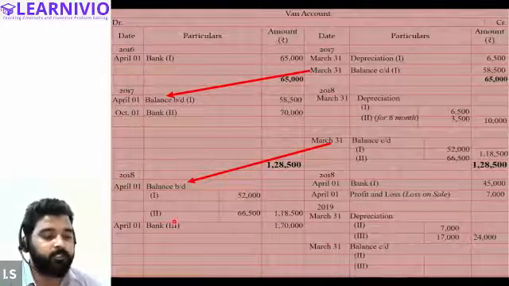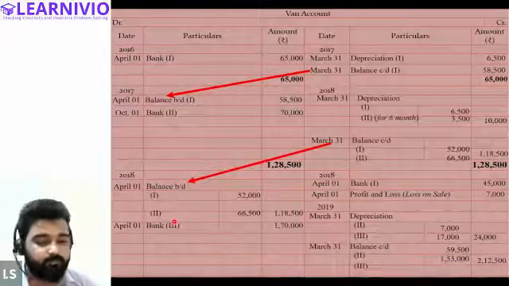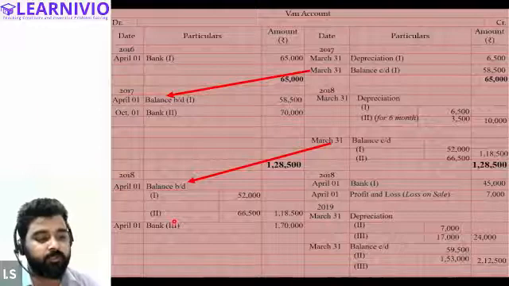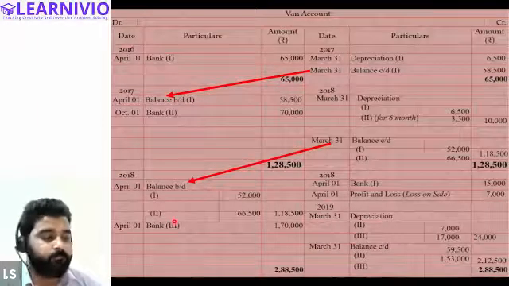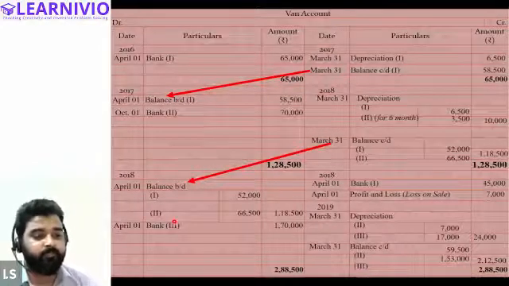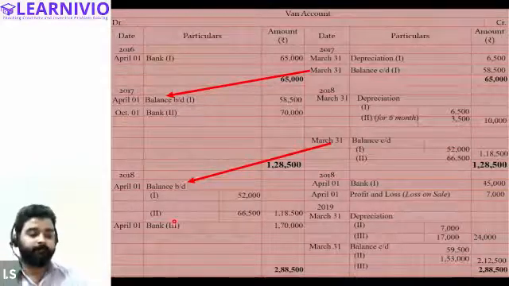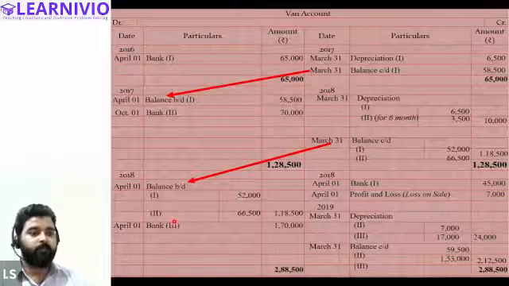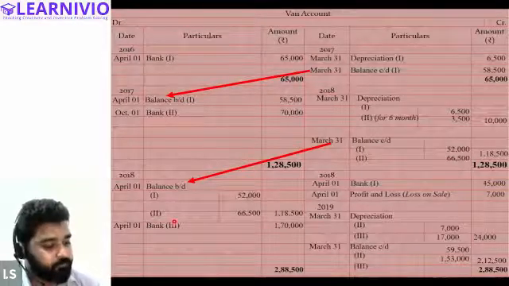Now we will calculate the balancing figure of the van account. 2,12,500 is the closing balance of the van at the end of 2018. Tell me, is this clear to all of you? Yes, sir. Halima, is this clear? Yes. Okay. So let's do one more question.